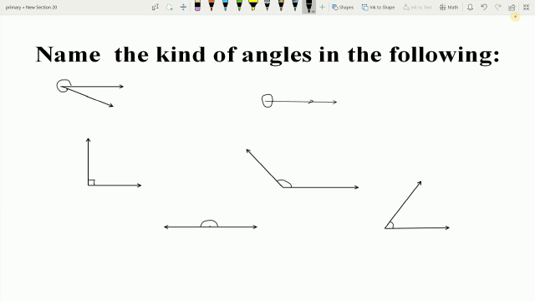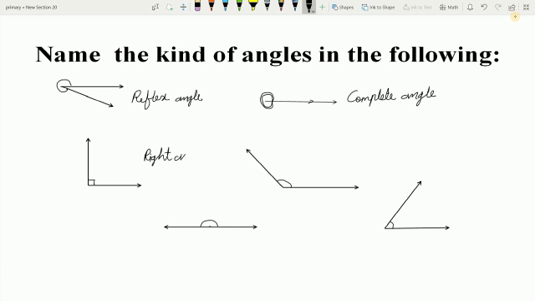Students, now let us identify the given angles. So first angle is, you can see it is more than 180 but less than 360 degrees. So it means which type of angle is this? Correct. It is reflex angle. And the next one is, you can see it is like a circle. So which type of angle is this? Correct. It is complete angle.